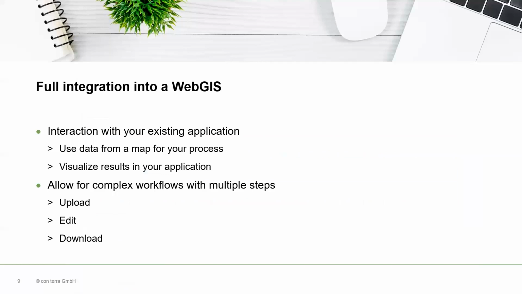So what we did is we did a full integration into a WebGIS. The main goal for that is basically that you can interact with already existing data in your application. For example, you could use data that's already existing on a map for your process, or you could visualize results in your application, for example, vector data on your map. This allows for more complex workflows which might even include multiple steps.